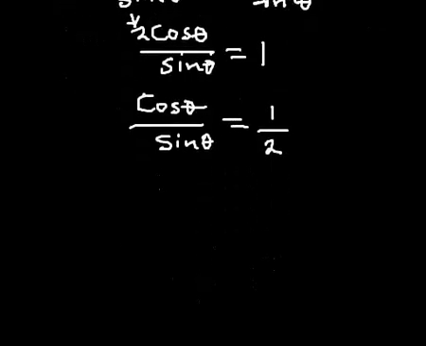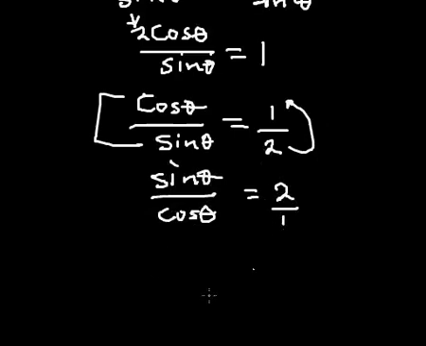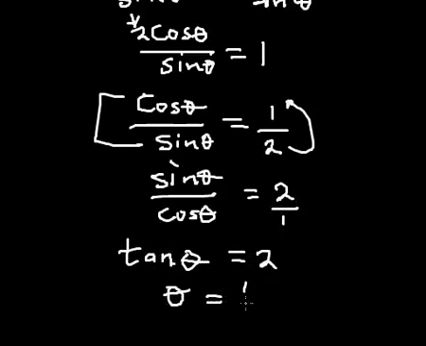Now, remember, sin theta all over cos theta is equal to tan theta. I want to express this in terms of tan theta, so I will invert this equation. Sin theta comes up, cos theta comes down, and once I invert it, I also invert this. So sin theta all over cos theta is equal to 2 all over 1, and we know that sin theta all over cos theta gives us tan theta equal to 2. So it is now easier for me to get my theta, which of course is tan inverse of 2.